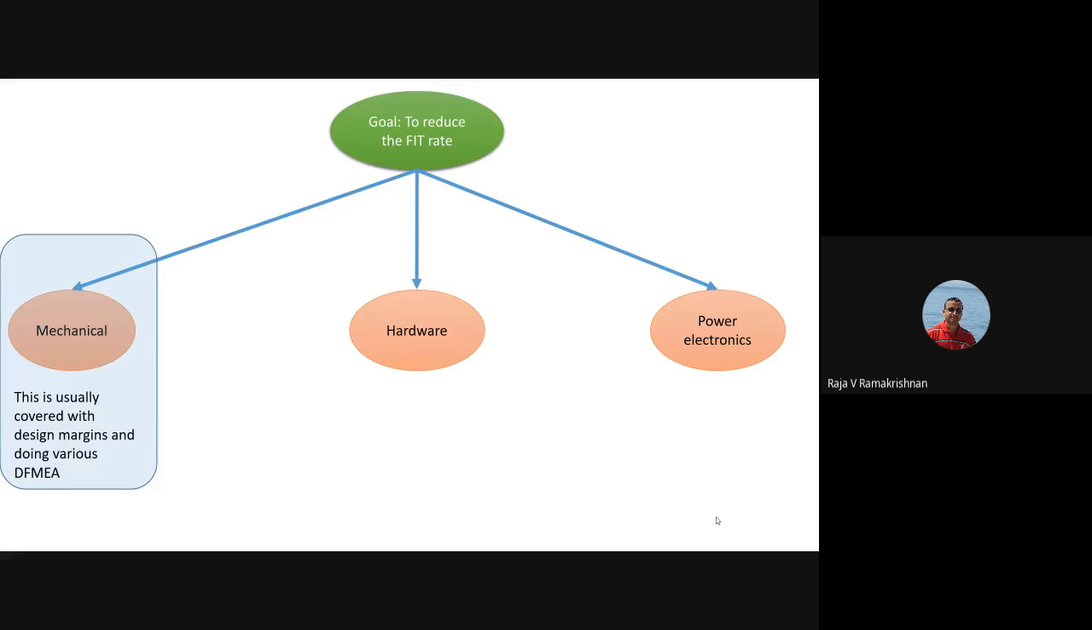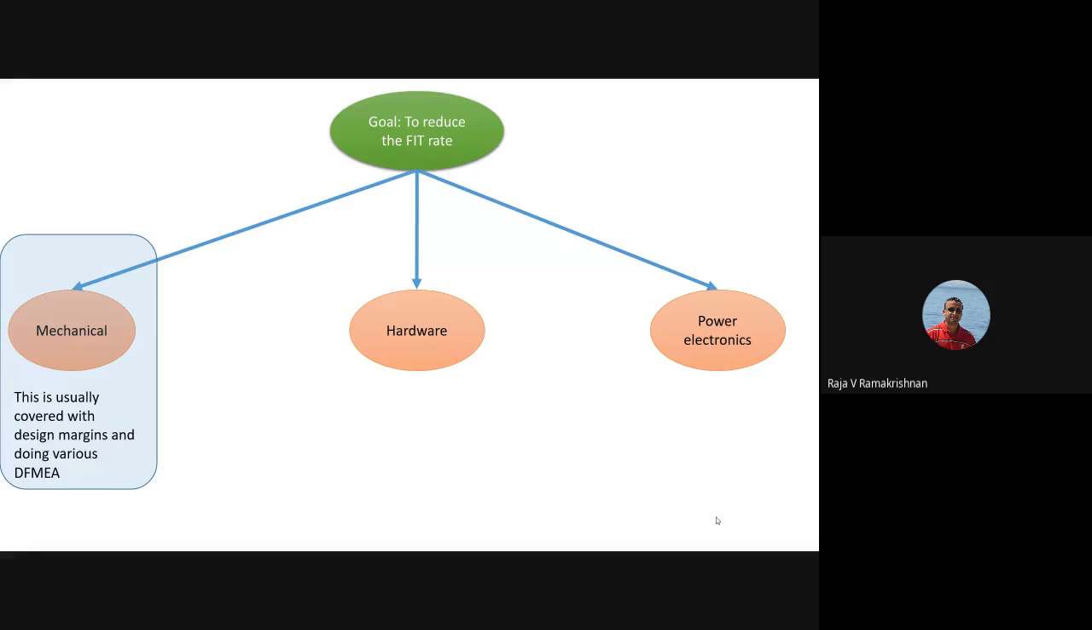This is usually covered by the design margins when you design the system. You have a larger margin and do various kinds of DFMEA, which means design failure analysis, making sure that in the given operating range, we have a margin of design so that the system doesn't fail. So breaking of a gear is usually not happening in our vehicle.